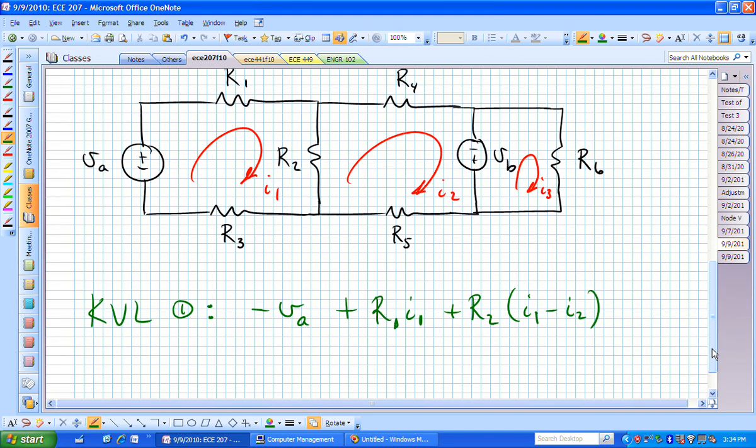Then we need to keep summing drops. R sub 3 presents a drop as we go from right to left across the bottom, and there's only one mesh current going through R sub 3, and that's I sub 1. There's our first equation of the three equations that we're trying to find. That's KVL around mesh 1. Questions on that?